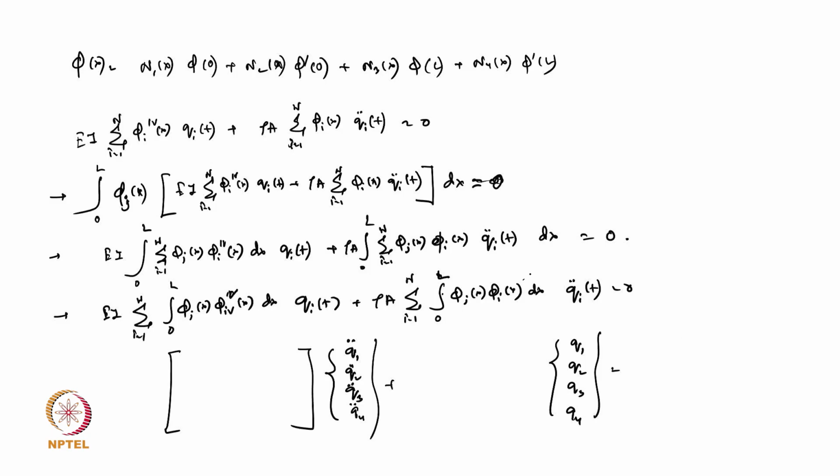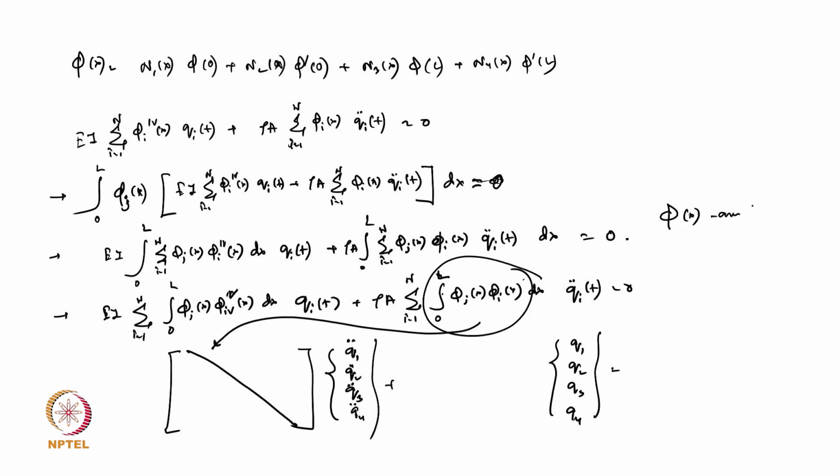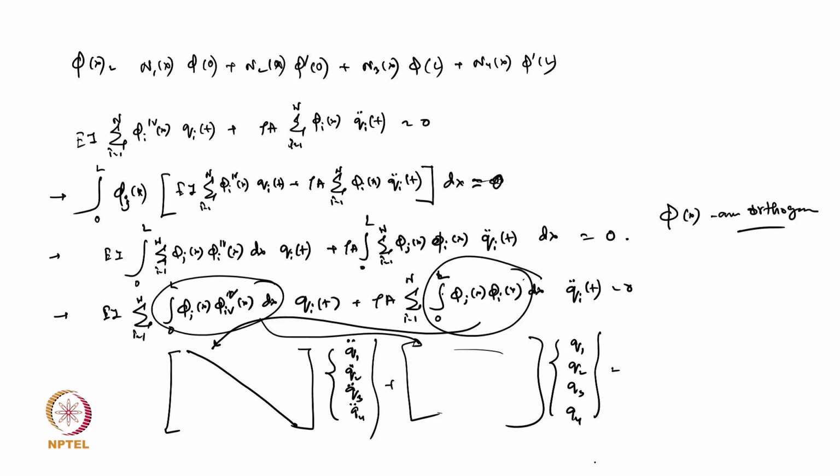Here we can see that this portion will come as a diagonal, because the other terms will mostly be 0. If phi of x are orthogonal, then this will be a diagonal matrix, and the other term will come here and will be a populated matrix. So that will act like a mass matrix and a stiffness matrix, and we can get the solution out of it.